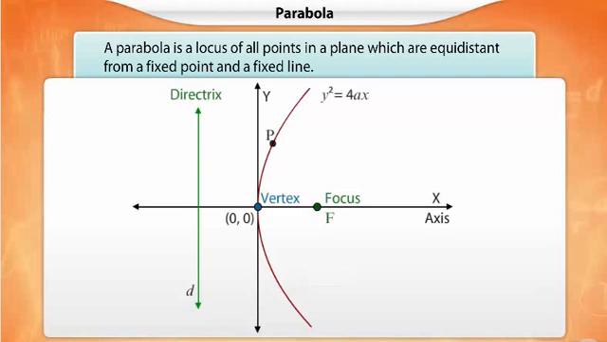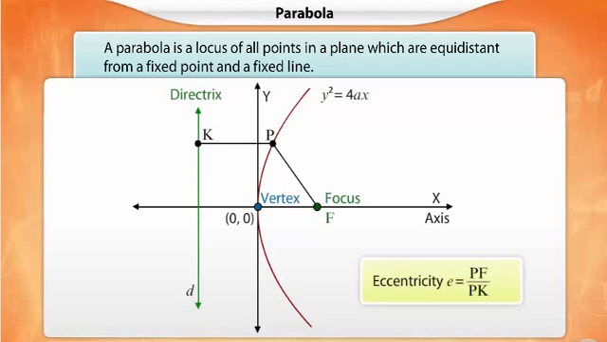Consider a point P on the parabola. By definition, distance PF should be equal to PK. The ratio of PF to PK is called eccentricity and is denoted by E. As PF is equal to PK, the eccentricity of the parabola is equal to 1.